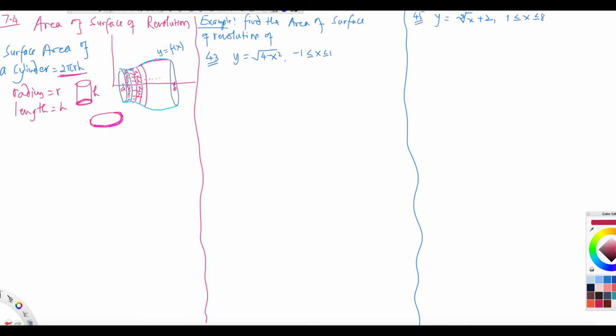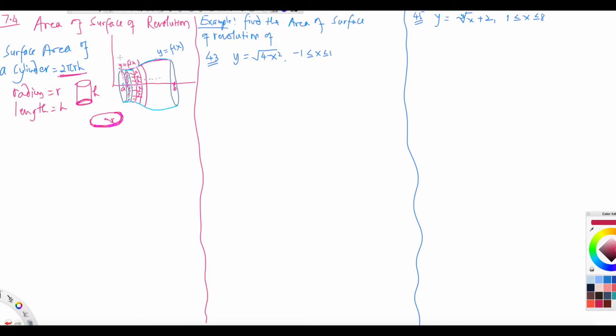Look at this. Let us take this first cylinder. Suppose that this is the first cylinder. What is its radius? That is the radius, right? So the radius is basically the y coordinate. Now we are going to use that concept. So y is basically f of x.